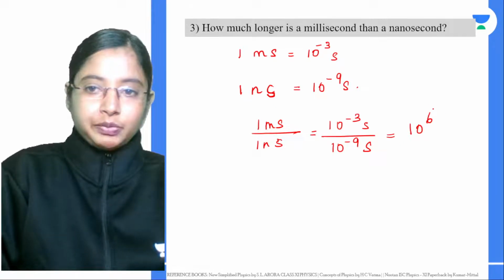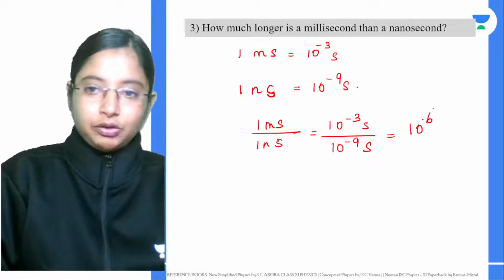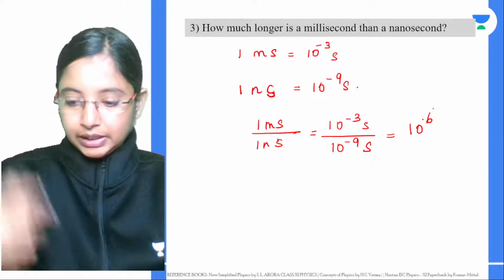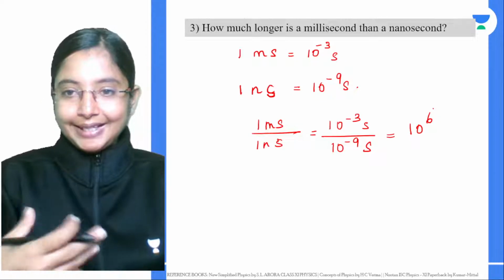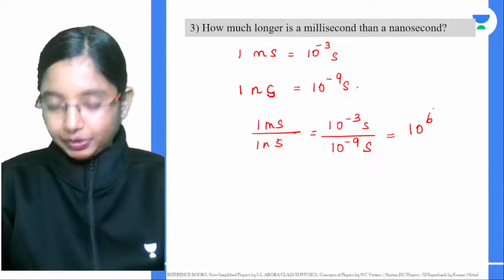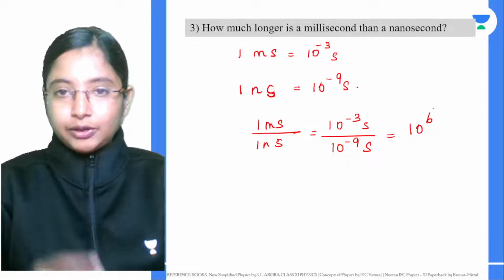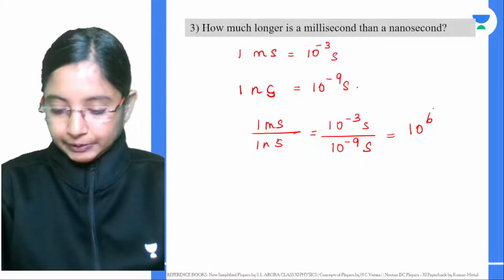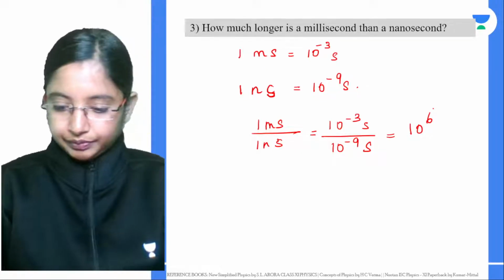So 1 millisecond is 10 to the power of 6 times 1 nanosecond. Okay, so 1 millisecond is 10^6 times greater than a nanosecond, because nano is 10 to the power of minus 9. We are talking in terms of the negative scale, right? Nano is so much smaller than a millisecond, right? So can I go ahead with the next question now?